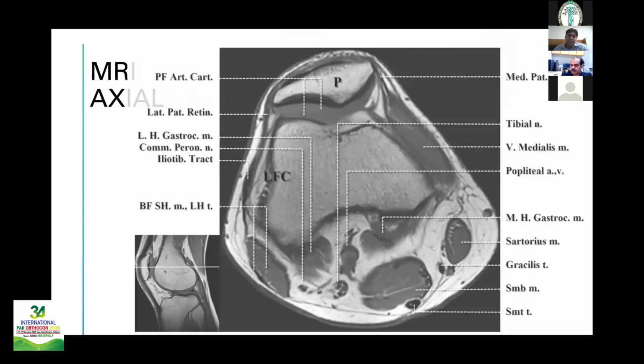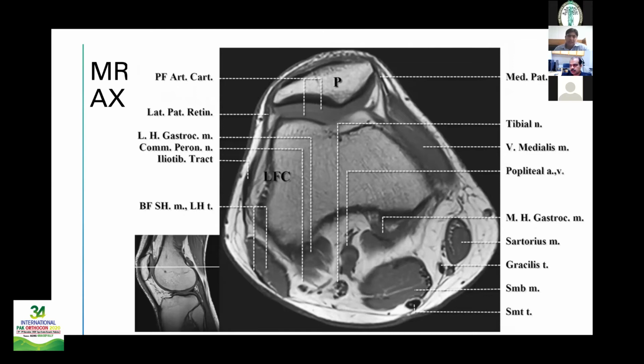This is an axial image of the MR knee, and here you can see the patella and the patellar cartilage. This black line is the cortex, and posterior to it is the patellar cartilage, which is isointense compared to the bone. And this is the femoral cartilage. Again, these are very normal and of good thickness. Then this is the lateral collateral ligament as well as the iliotibial tract, which is at the lateral aspect of the knee. Then these are the vastus muscles.